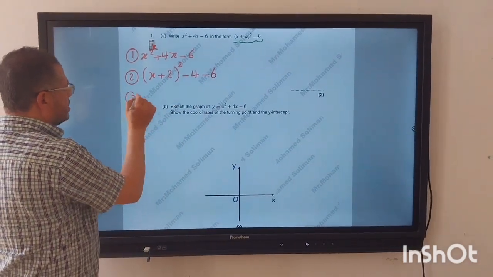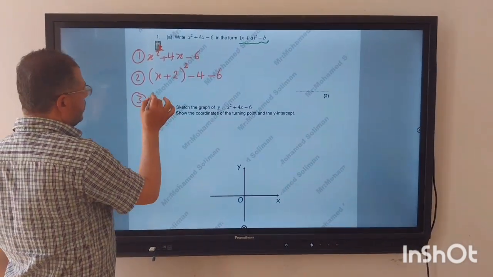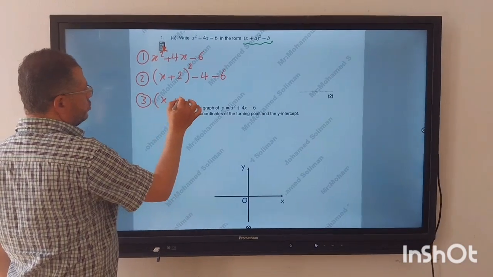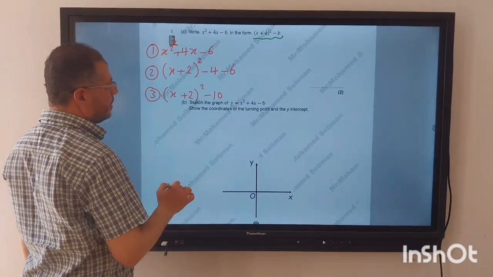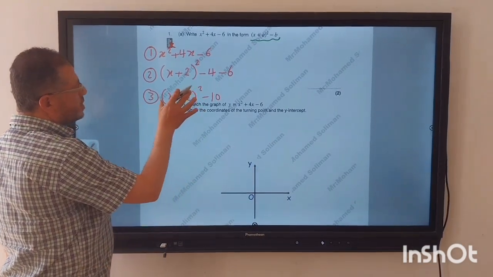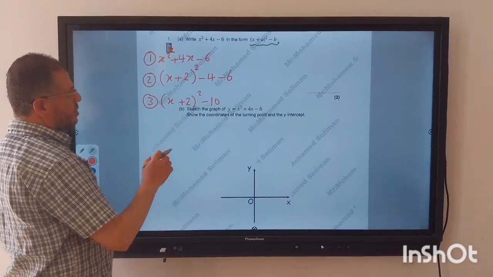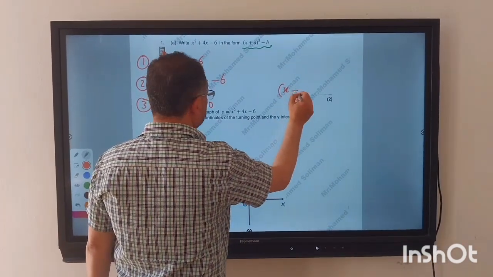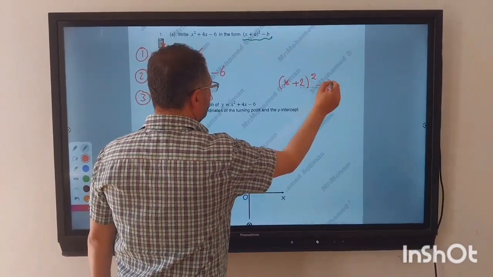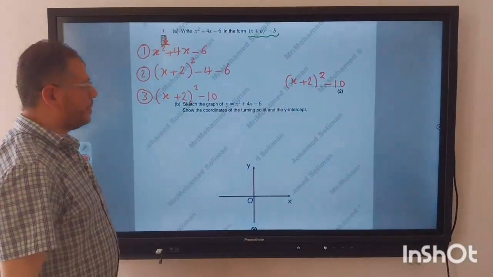Third step, we will simplify. So it becomes what? (x + 2)² - 10. So here, this is the first requirement in our question. Here, you can write the answer: it will be (x + 2)² - 10.